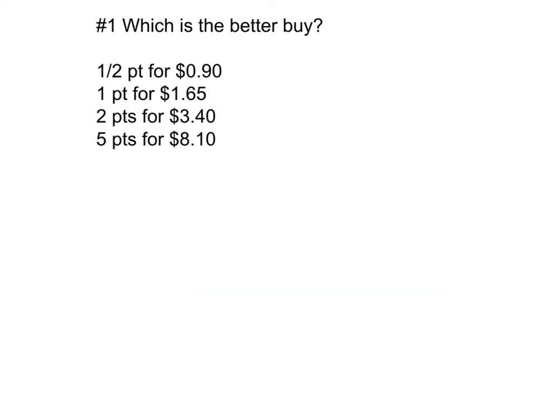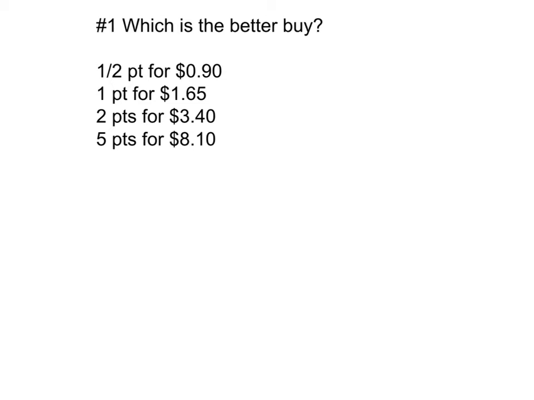Here's our first problem. Number 1 says, which is the better buy? You can get a half pint for 90 cents, 1 pint for $1.65, 2 pints for $3.40, and 5 pints for $8.10. Because each one of these is a different amount of pints, we can't compare the amount of money spent for each one unless we switch them all to the same amount of pints.